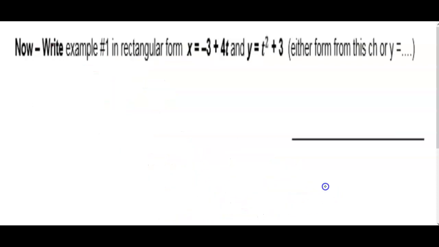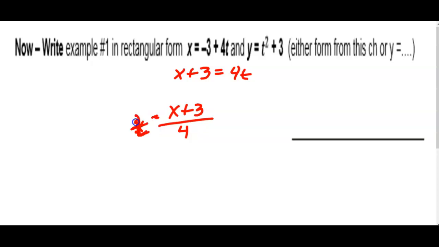All right. Now write example 1 in rectangular form. So go back on your notes, we're going to rewrite this first one we did. So we add 3 over here. Divide by 4. Why do I feel like this is the same question? Oh, it's not quite, I guess. Now we have t equals this. I guess that's not going to print out very well in the notes. Let me rewrite that.